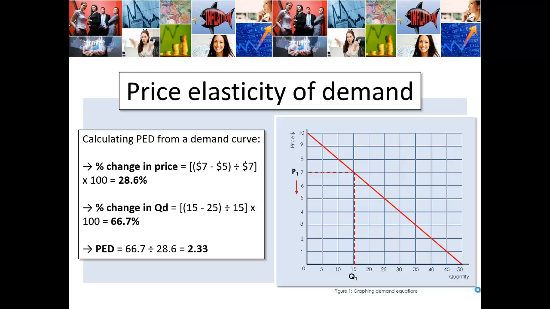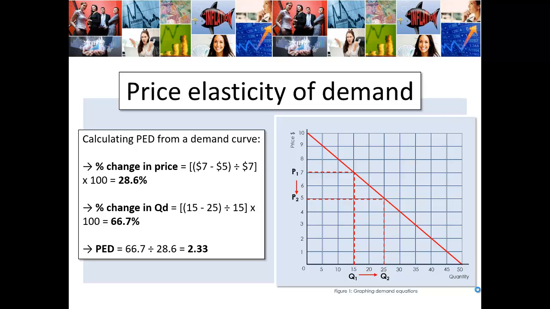So initial price of $7, that decreases to 5. We go away and work out a percentage change there. As the price decreases, quantity demanded increases from 15 to 25 units. We go away, we work out the percentage change there.